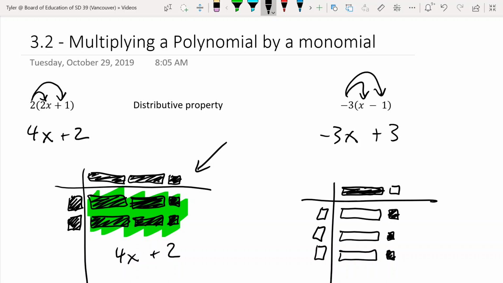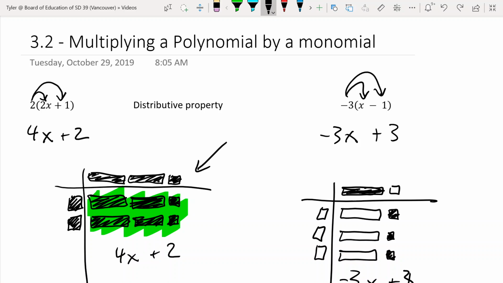And that's it. So my answer is going to be negative 3x, because I have 3 white x's, plus 1. Okay. So that's it. That's the answer. Oh, sorry, plus 3. Sorry, there are 3 ones there. My bad. That's the basics.